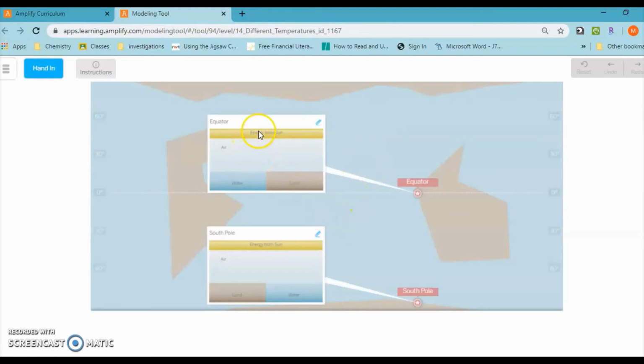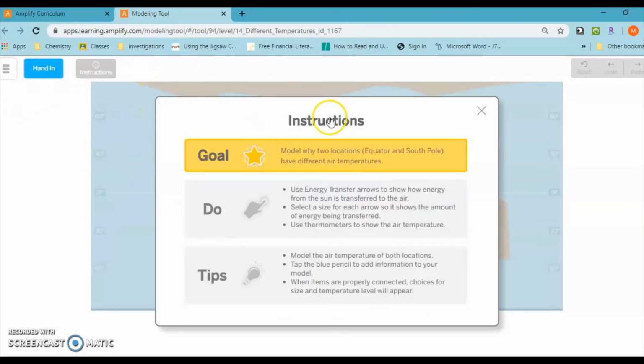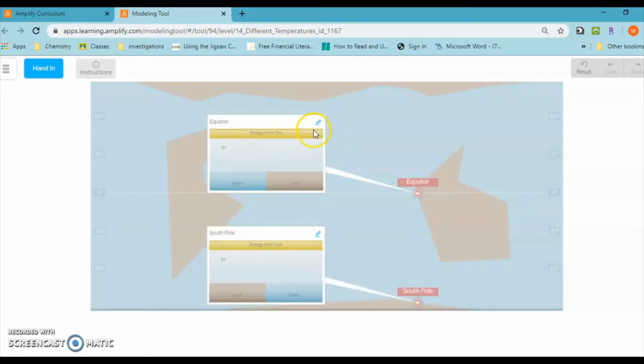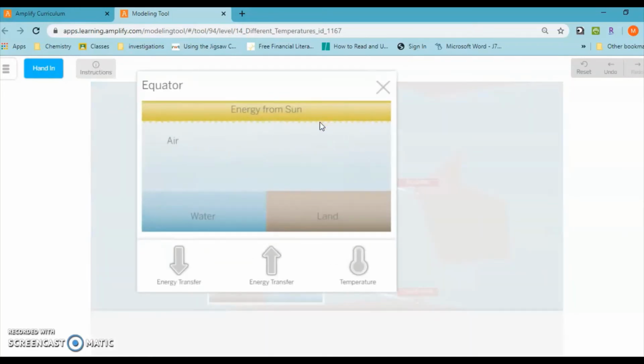Okay, and so our goal here is to have two locations with different temperatures. We're going to use energy transfer arrows to show how the energy from the sun is transferred to the air. I'm going to select the size of the arrow to show the amount of energy being transferred, and the thermometers to show the air temperatures. So now that we have a quick refresher, remember that we're going to use the blue pencil to do this.